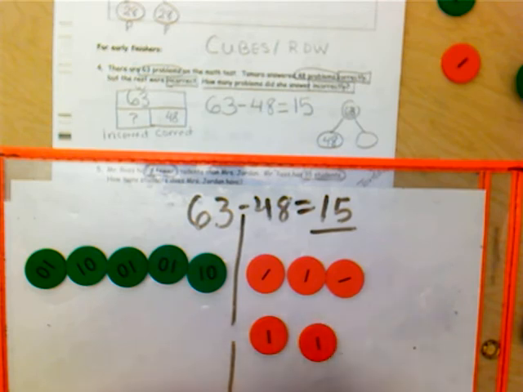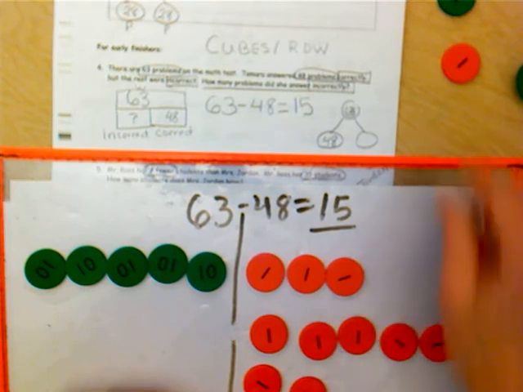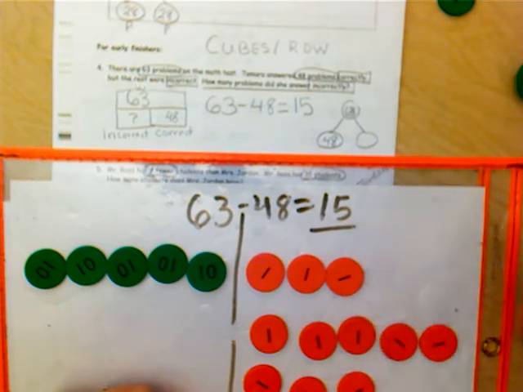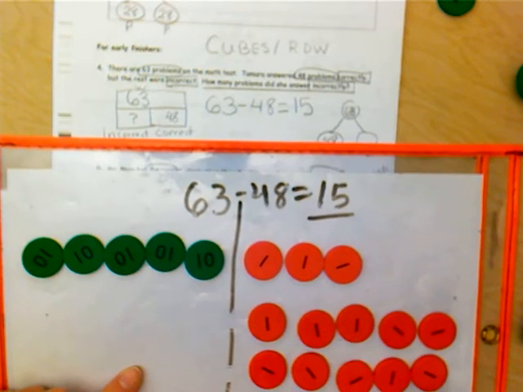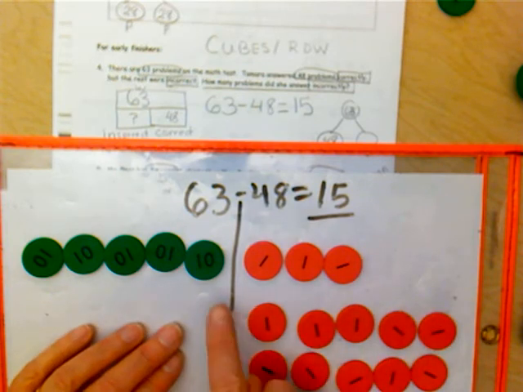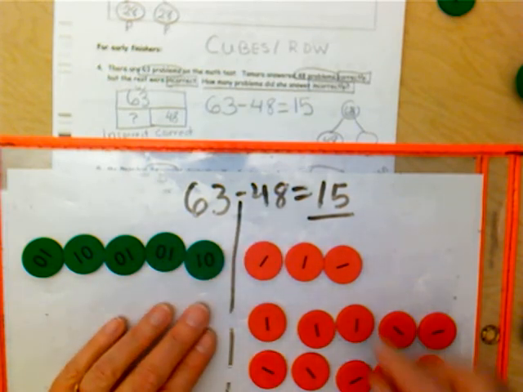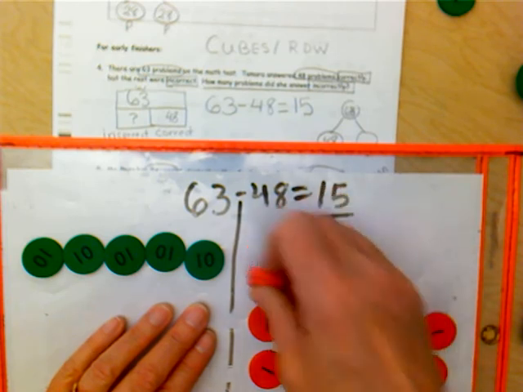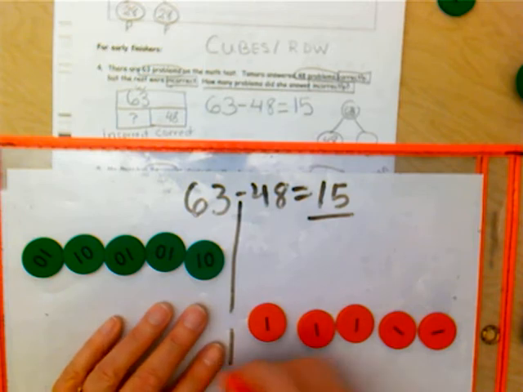1, 2, 3, 4, 5, 6, 7, 8, 9, and 10. So now the value is still the same. That 10 still exists. It just happens to be over in the ones now. So instead of having just 3 ones, I now have 13 ones. Can I take 8 ones away from 13 ones? I certainly can. 1, 2, 3, 4, 5, 6, 7, 8.